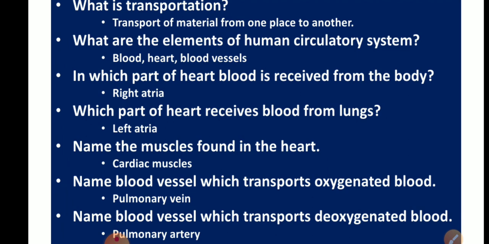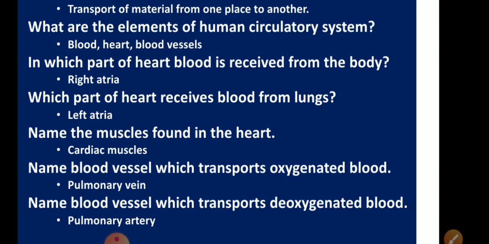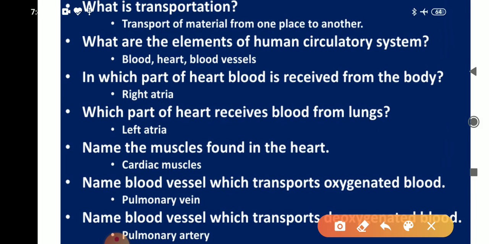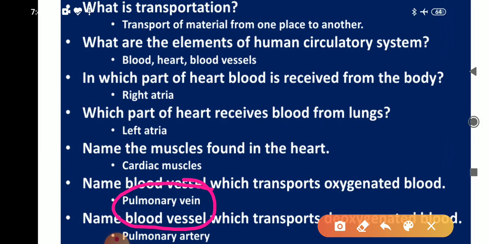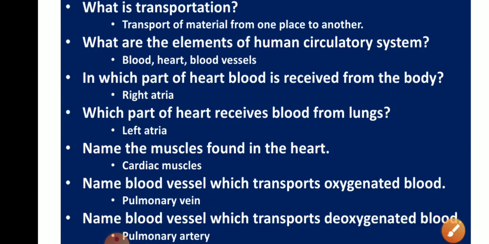Name the blood vessel which transports oxygenated blood. This is the only vein. Normally veins transport deoxygenated blood or impure blood, but the pulmonary vein is the vein which transports oxygenated blood. Okay, the next question is, name the blood vessel which transports deoxygenated blood. It is the pulmonary artery.